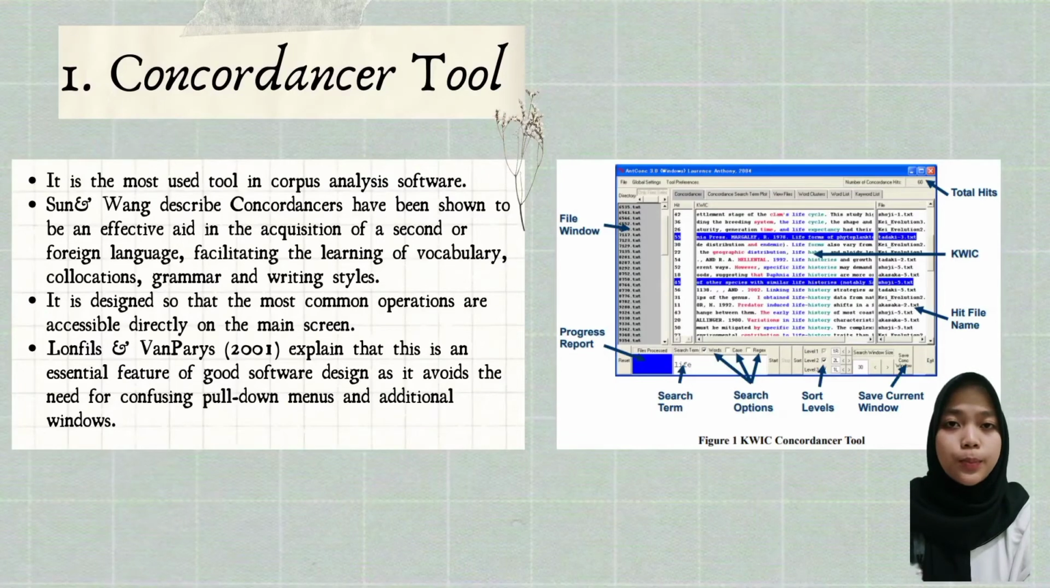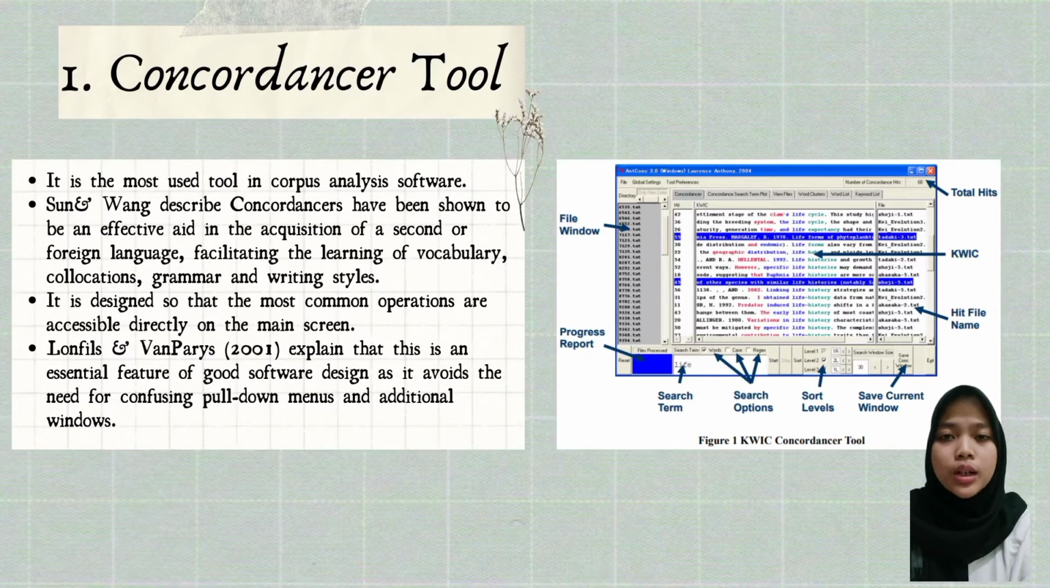So I will explain tools in AntConc. First, there is the concordancer tool. It is the most used tool in corpus analysis software. Sun and Wang describe concordancers as having been shown to be an effective aid in the acquisition of a second or foreign language, facilitating the learning of vocabulary, collocation, grammar, and writing styles.